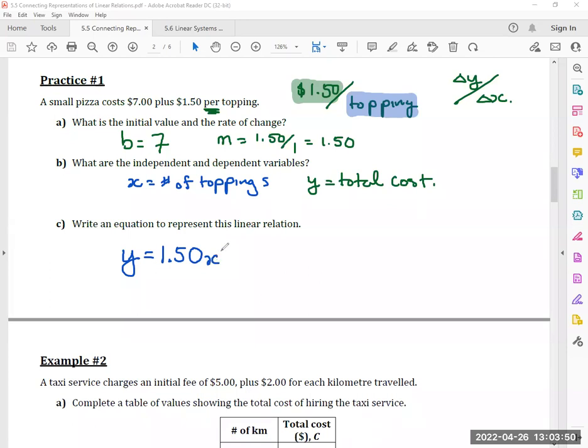So if I have 0 toppings, my initial value is 7. So 0 plus 7, that's just $7. But if my x happens to be 1, it's $7 plus $1.50. If my x happens to be 2 toppings, it's $7 plus $3, so on and so forth. It's written the same way as the last question was written with the equation, and I'm just wondering why.